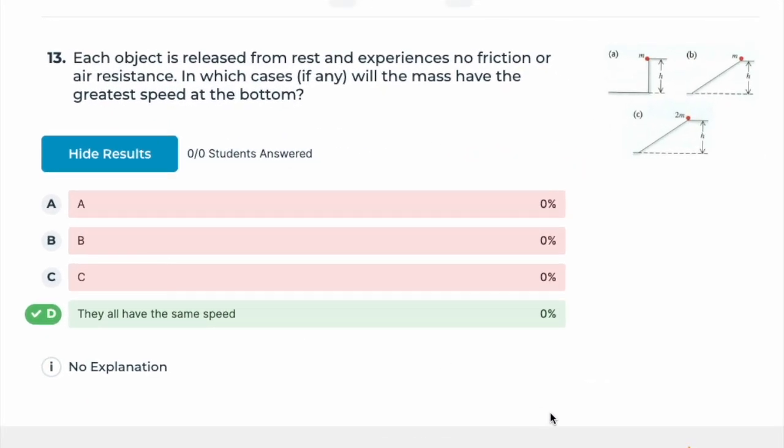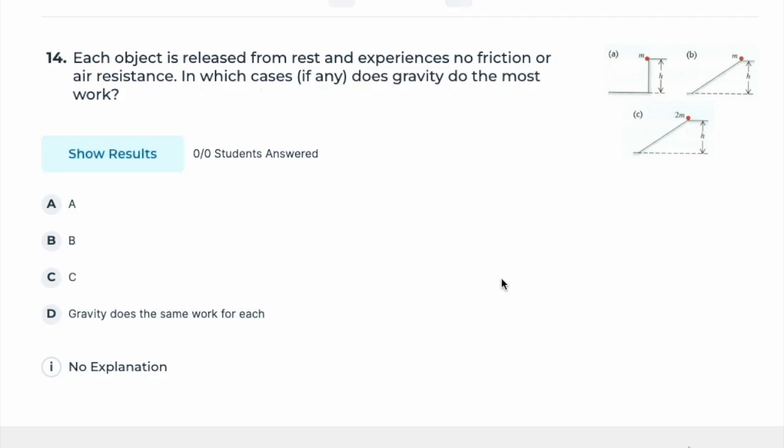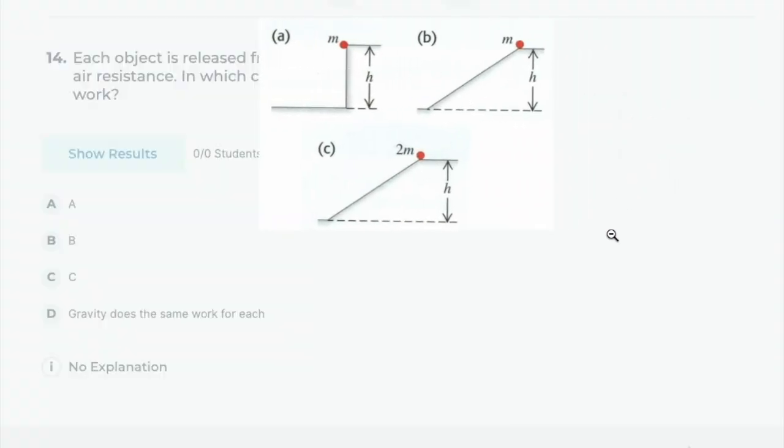Correct answer, they have all the same speed. Number 14: each object is released from rest and experiences no friction or air resistance. In which case, if any, does gravity do more work?